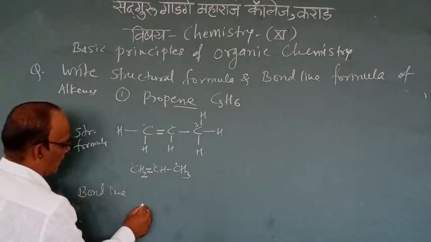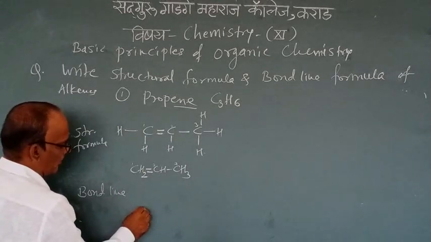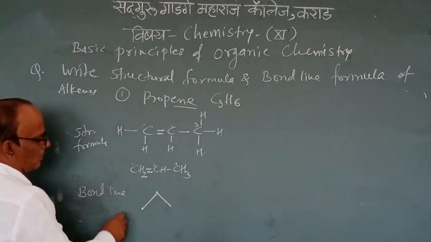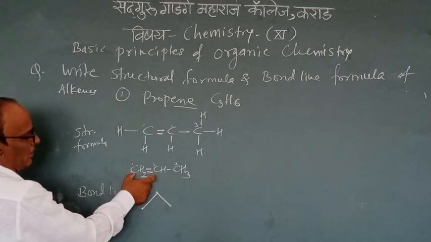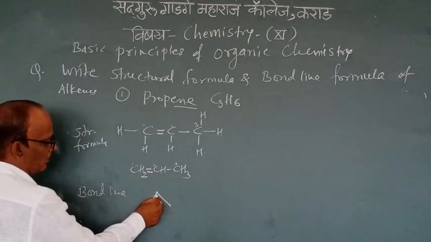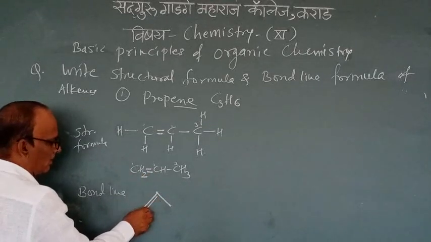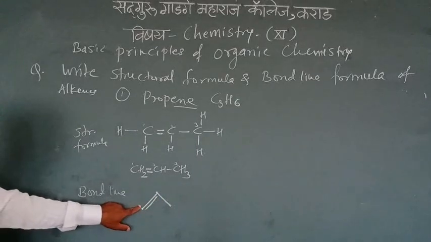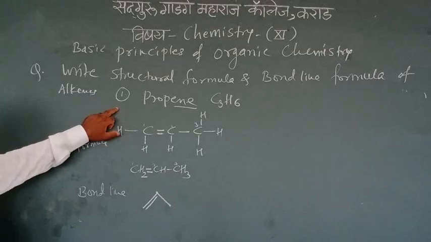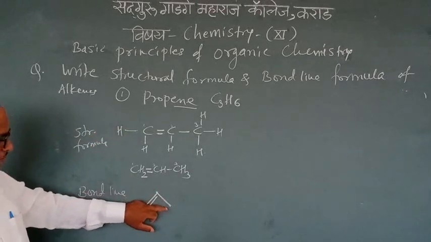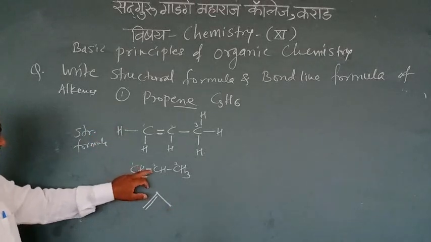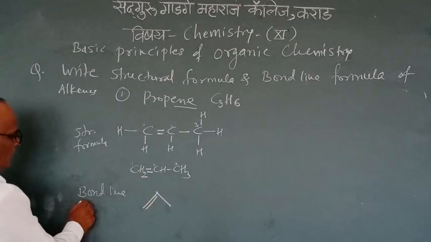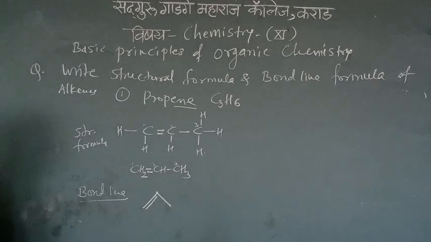There are 3 carbon atoms. You start from here. This is the first carbon, then second, and this is the third carbon atom. But in between these 2 carbon atoms, a double bond is present. So you write here a double bond. So this is the bond line formula for propene. 3 carbon atoms, 1, 2, 3. Between carbon number 1 and 2 there is a double bond. So this is the bond line formula for propene.